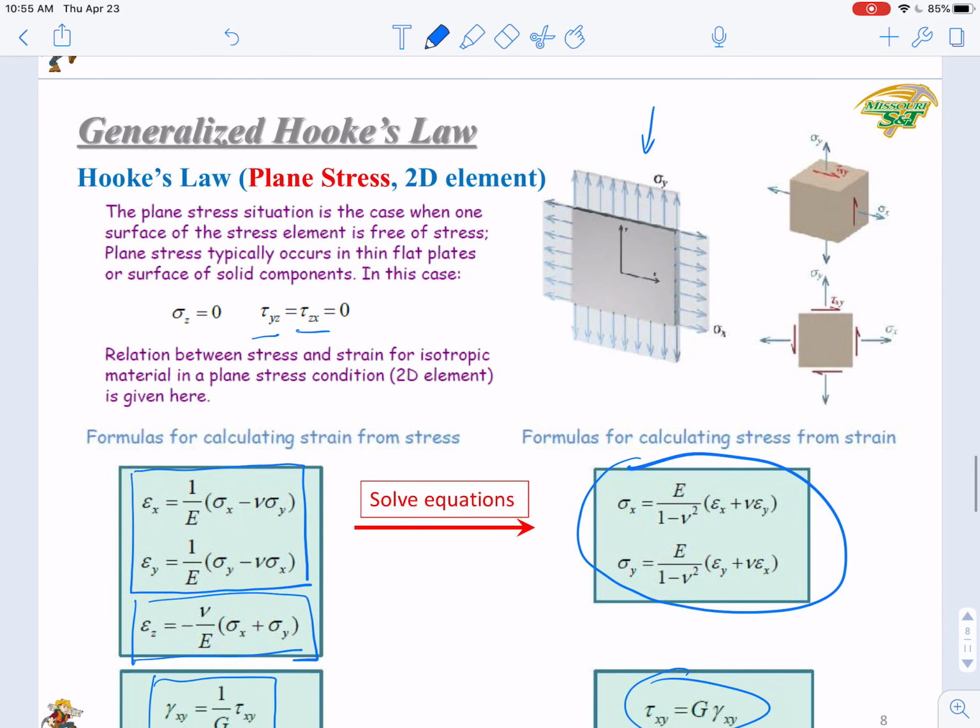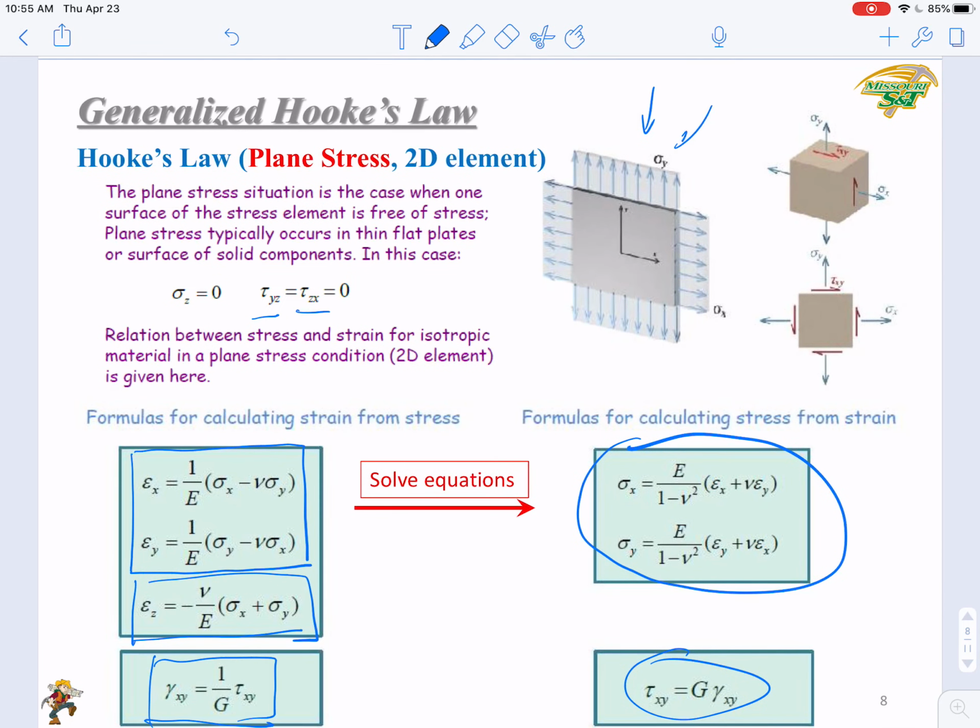The example given here is a thin plate. Again, it's a thin plate. So obviously, the thin plate loaded along the xy direction can be simplified into plane stress. You just need to use these two equations to do the calculation. Since we only requested you to calculate sigma x, you just use the first equation, and that will be enough.